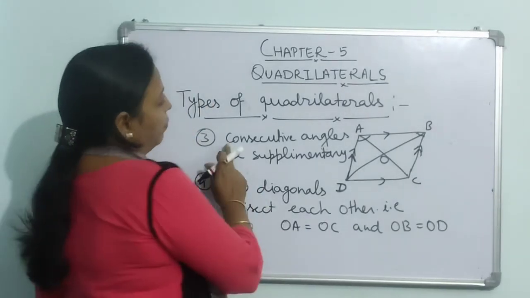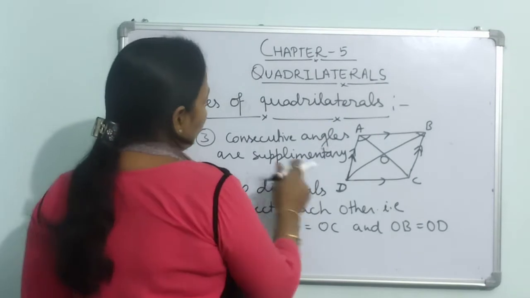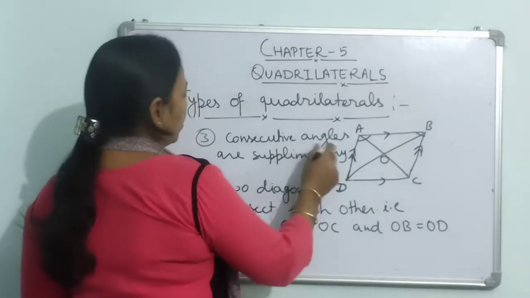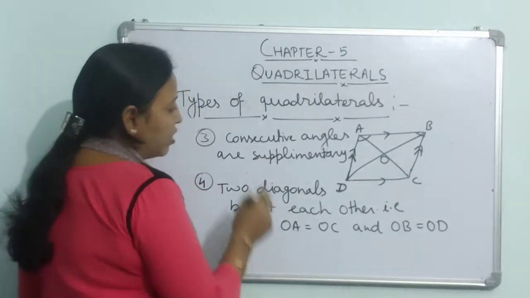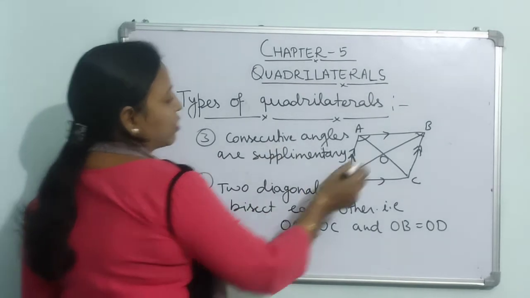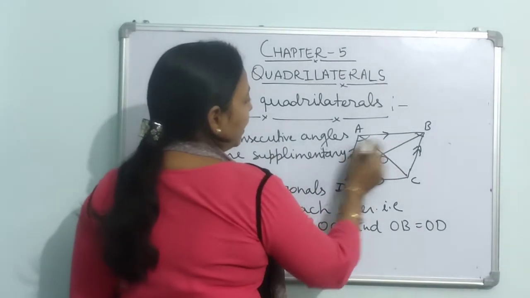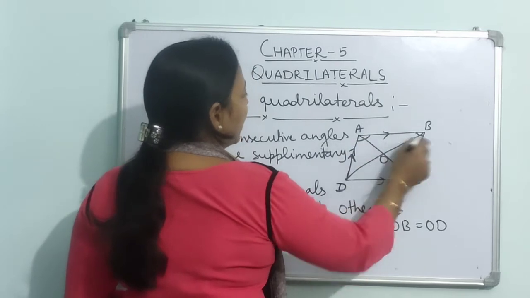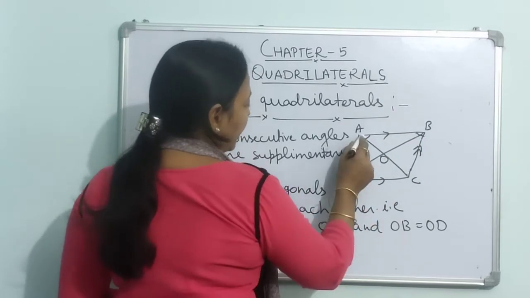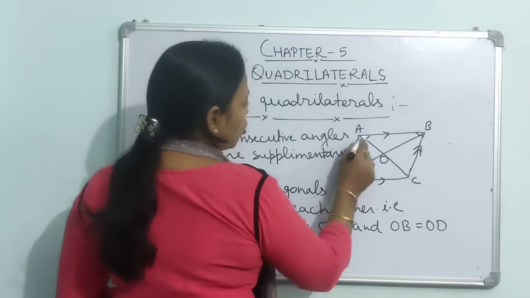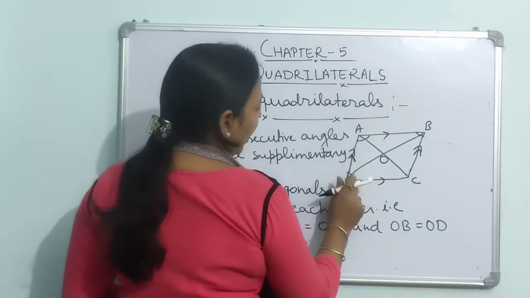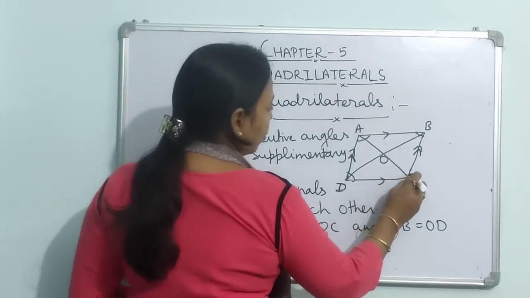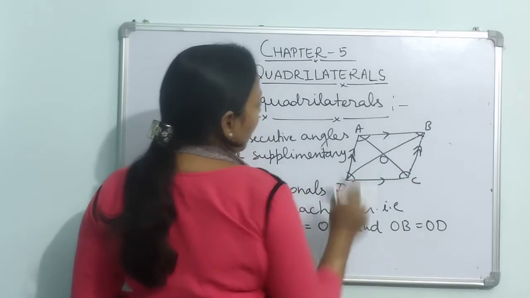Now the third property of the parallelogram is that consecutive angles are supplementary. What is the meaning of consecutive angles? Consecutive angles means this angle A and angle B. These two angles are known as consecutive angles. Angle A and angle D, these two are consecutive to each other. Angle B and angle C are consecutive.